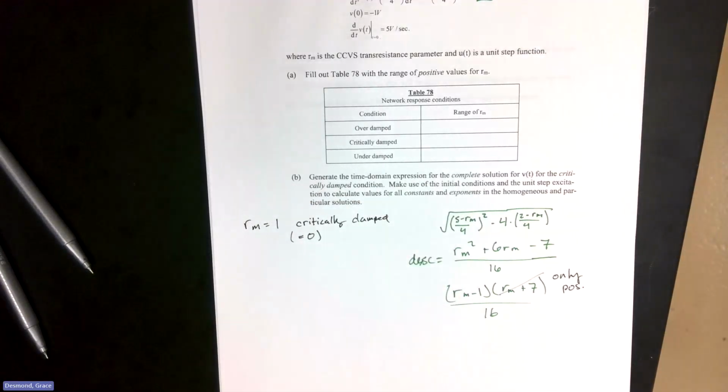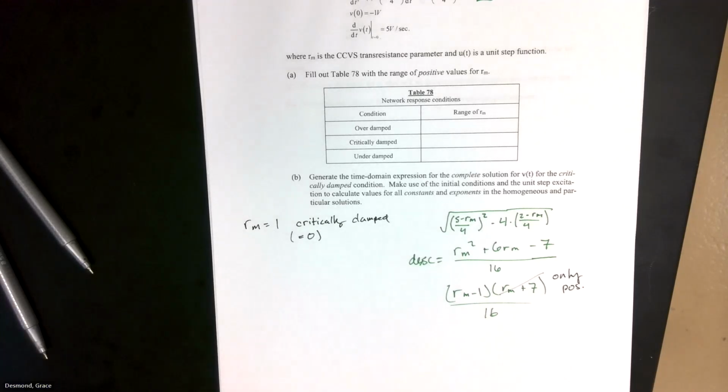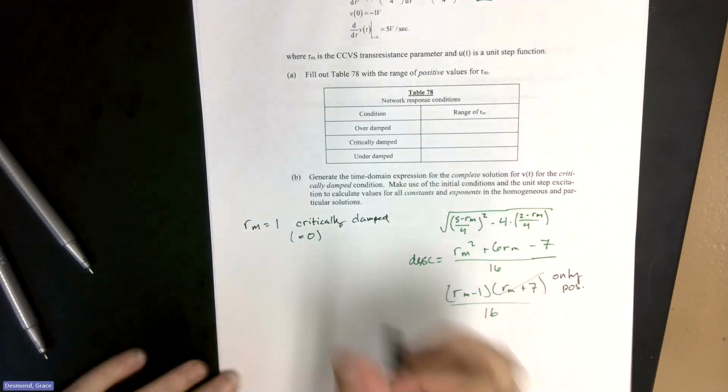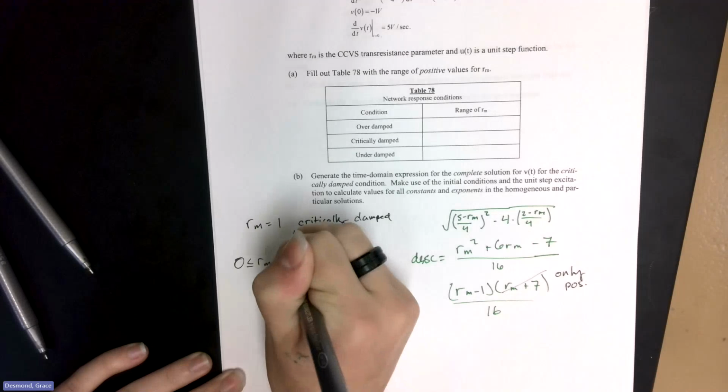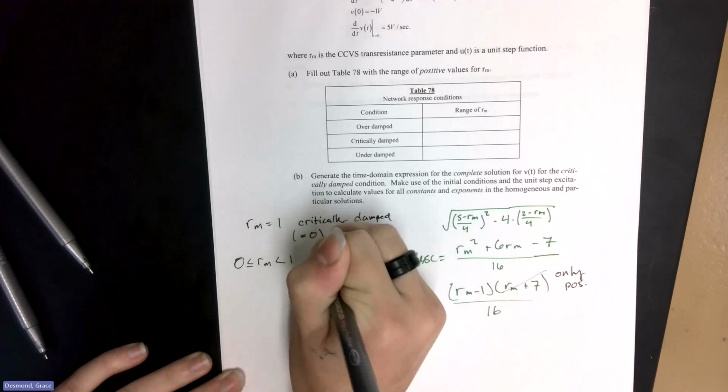Now, let's have it. When is it underdamped? Well, less than 0 is going to be pretty obvious, right? Less than 1. We're looking at when is Rm minus 1 negative? It's going to be whenever it's from 0 to 1, because once it starts being over 1, it's going to be positive. So when R0 is less than or equal to Rm, which is less than 1, it's going to be underdamped.